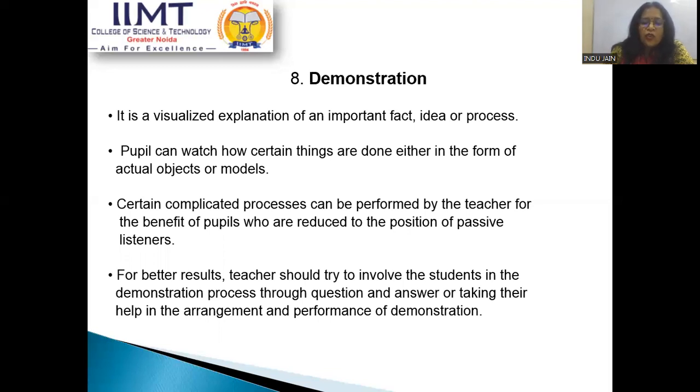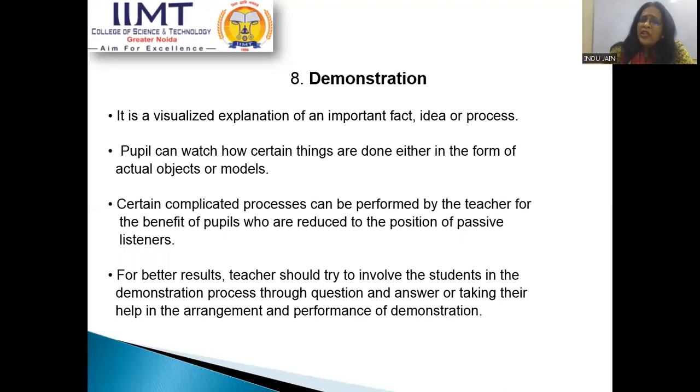If teachers want to explain the different parts of a flower, he or she can take a real flower to the classroom, and by demonstrating this real flower, can show the different parts of the flower to the students very clearly. He or she can explain the different parts like calyx, corolla, pistil, and stamens very clearly with the help of that real flower.